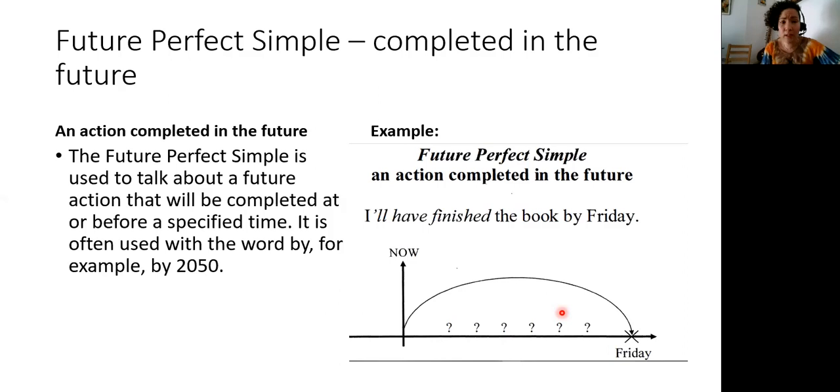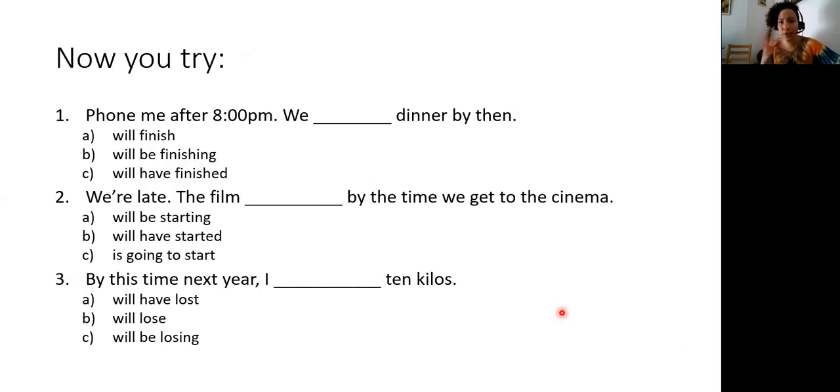Great, so let's look at an activity. Your turn. Stop and figure it out. Okay, great. Let's see. Number 1, phone me after 8 p.m. We will have finished dinner by then. C, okay? Number 2, we're late. The film B will have started by the time we get to the cinema. And number 3, by this time next year, A, I will have lost 10 kilos. Okay, so all of these actions will be finished at a future time.